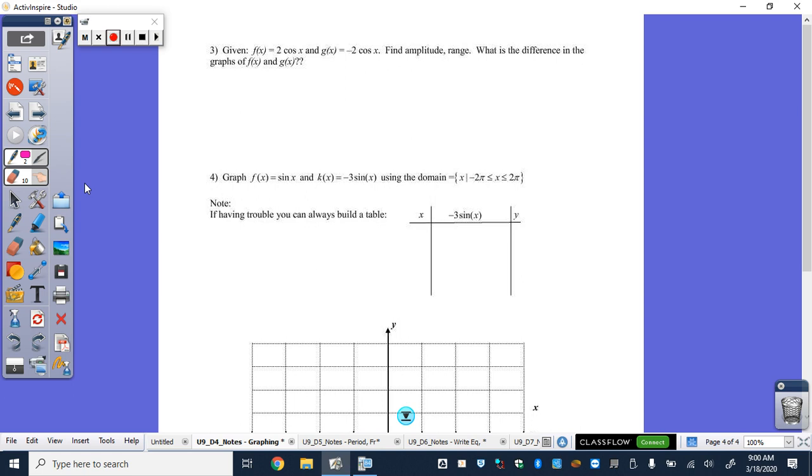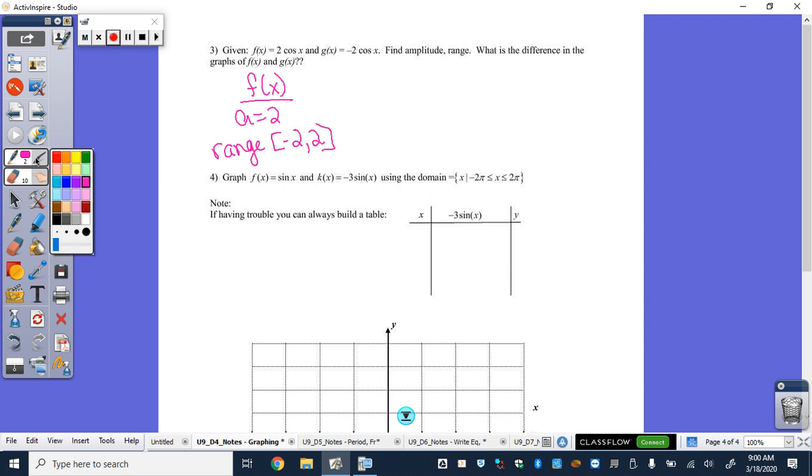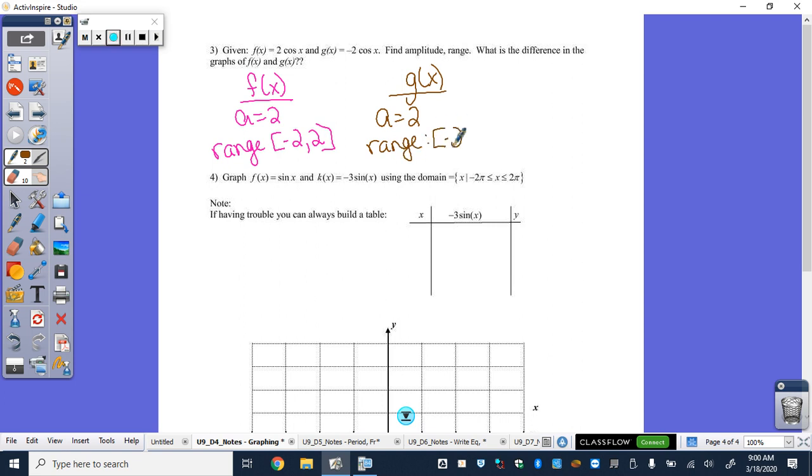So let's take a look at our back here, last page. So we got f of x is 2 cosine of x, g of x is -2 cosine of x. Find amplitude and range, and what is the difference between the two graphs. So for f of x, our amplitude is 2, our range is -2 to +2. G of x, our amplitude is also 2, and our range is also -2 to +2.